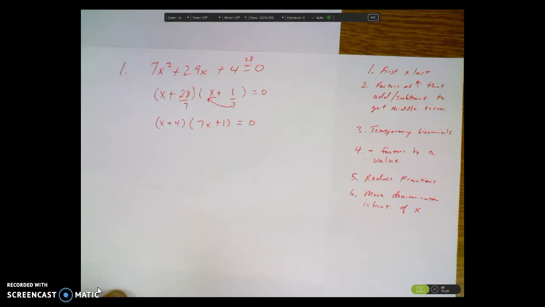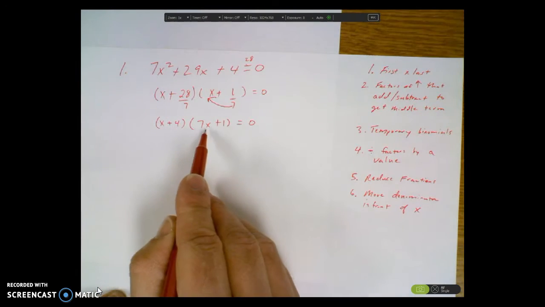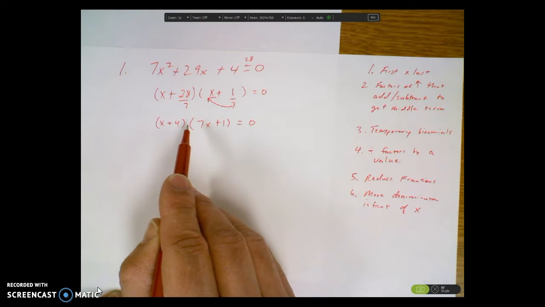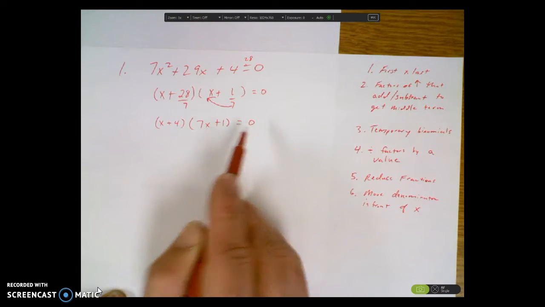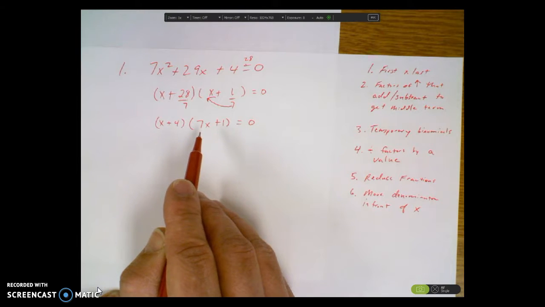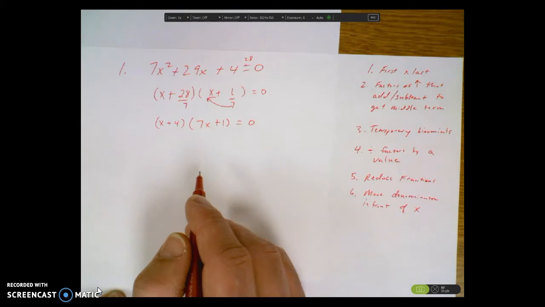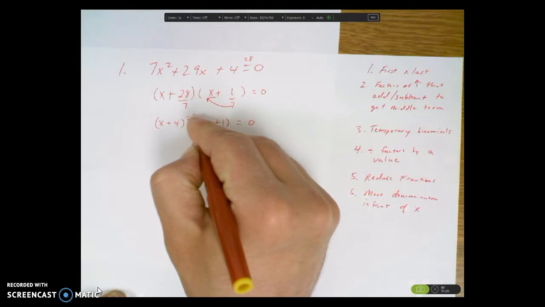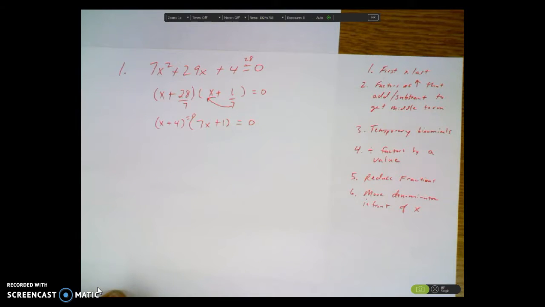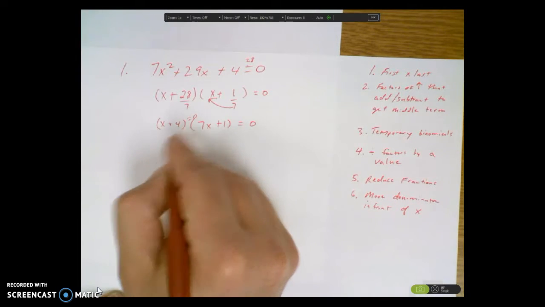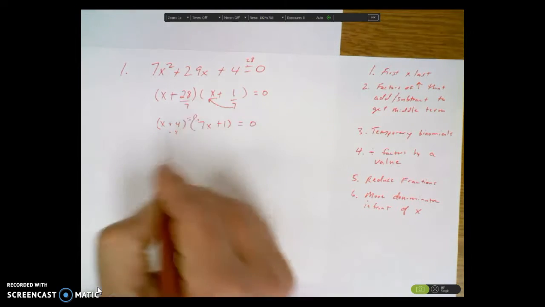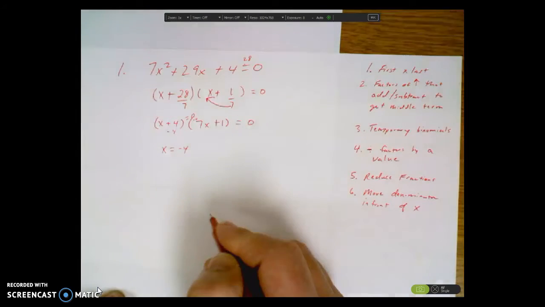All right. Now, I have two binomials that are being multiplied together, and that product is 0. So one of these has to be 0. So I'm going to set them both equal to 0, and my little shortcut is just to do that really fast. Okay. So x plus 4 equals 0. If I subtract 4 from both sides, I will get x equals -4.